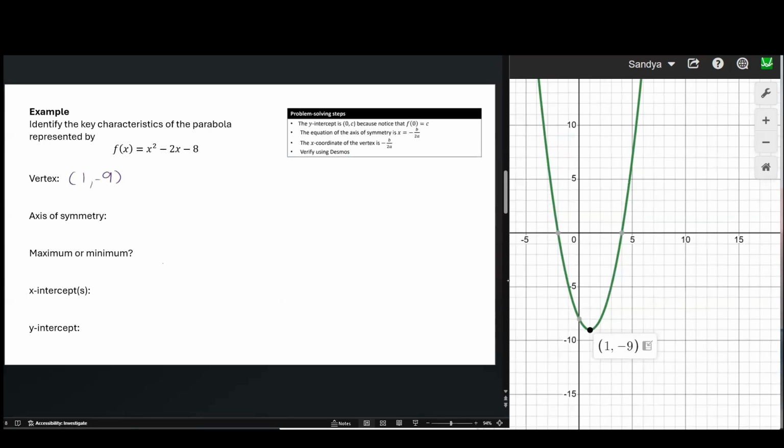So I know the axis of symmetry is going to pass through that x-coordinate of the vertex, so the axis of symmetry is going to be x equals 1.